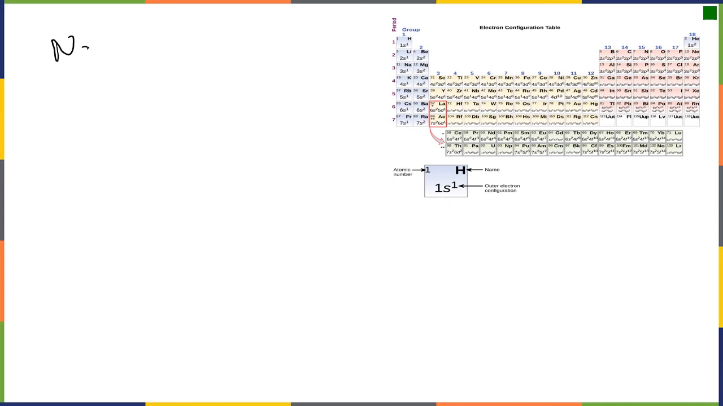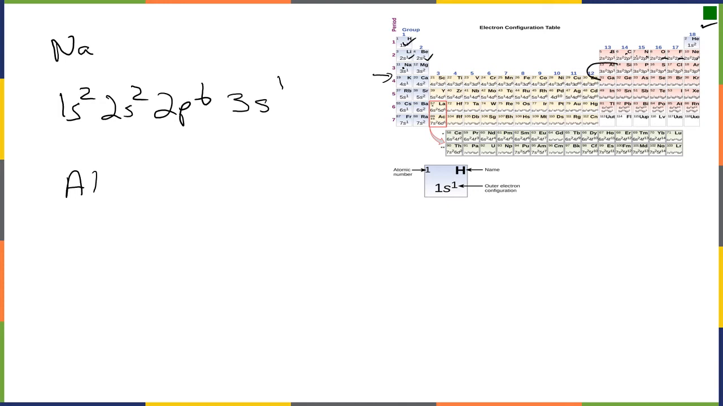So let's do a few more. Let's consider sodium. If we look at sodium, we know here that the last electron is in the 3rd row down. It is in the s orbitals. And so if we start from the bottom and we fill up, we're going to go 1s2, 2s2, 2p6, and then go to the next row down, and we'll get a 3s1.